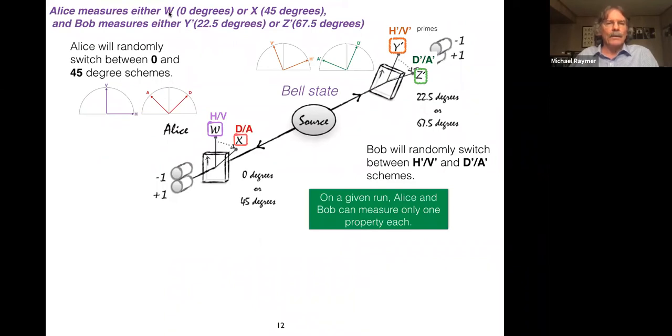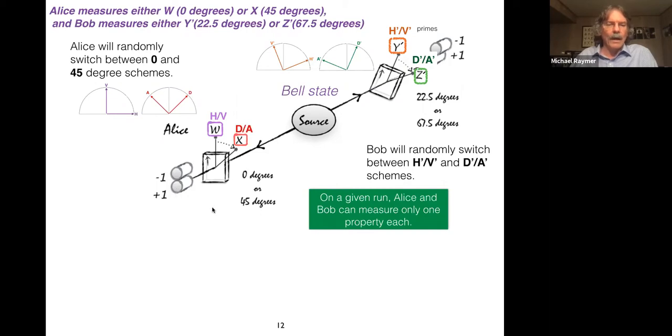Alice measures a variable called W, and again, I imagine there are two detectors here. If this analyzer is oriented HV, as I've shown in the picture here, then the variable that we're measuring is called W. Namely, if the photon goes to this detector, it says W is minus 1. If the photon goes to this detector, we say W is plus 1.